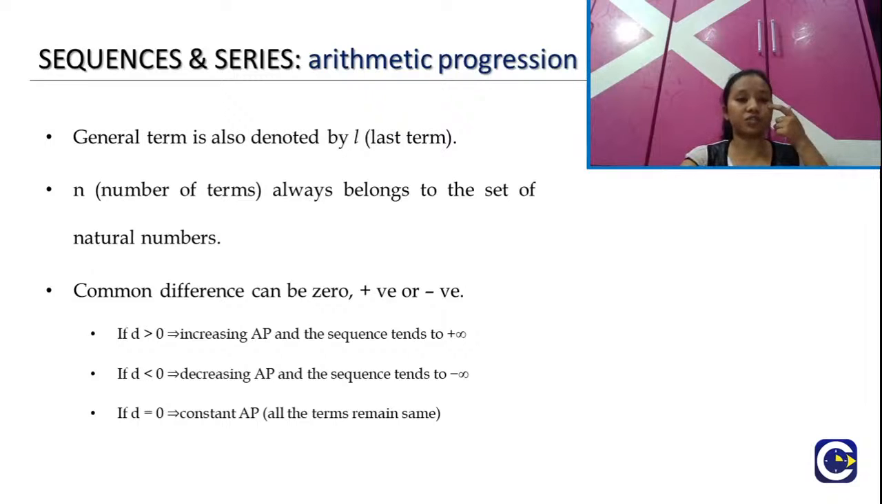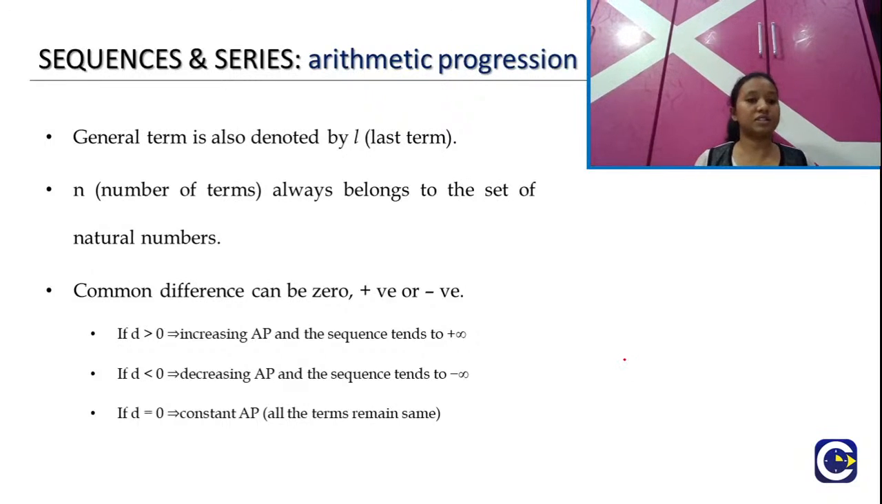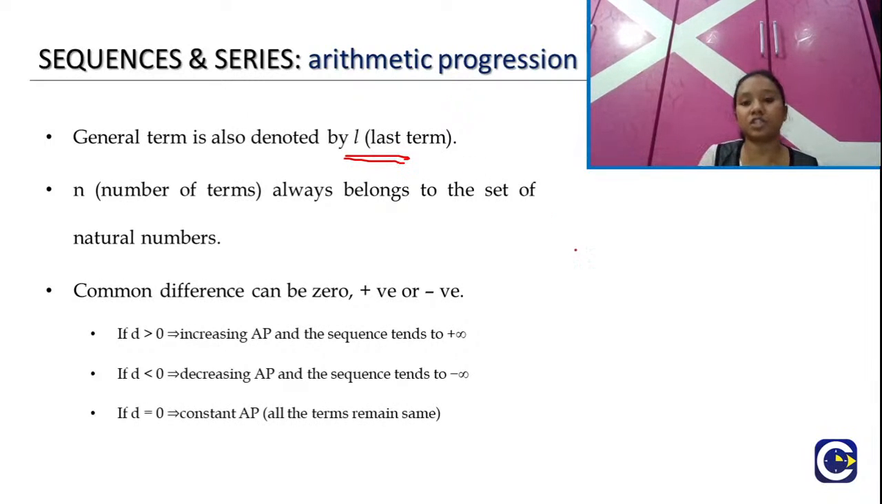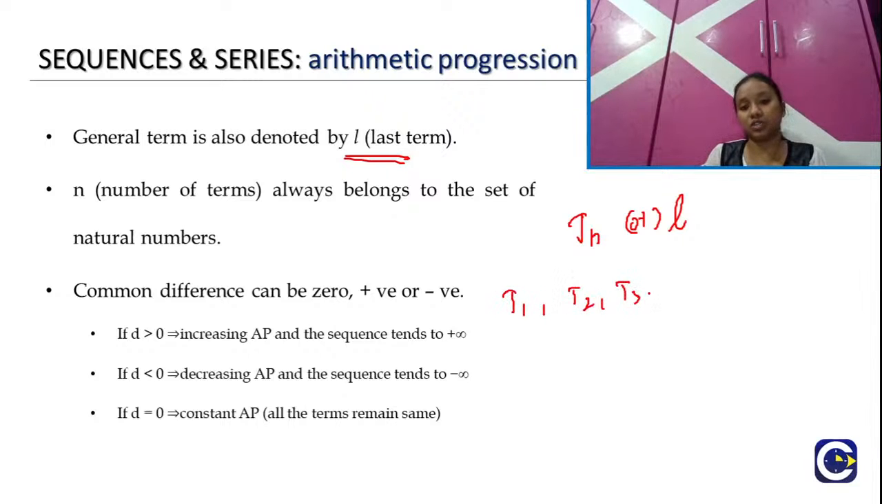So before discussing the question, we have a few terms related to the general term. So let's have a look over that. The general term is also denoted by L because it's the last term. So there are two representations here, Tn or L, both of which denote the general term. Right. So here n belongs to the number of terms. That we already know because of T1, T2, T3, Tn. The subscripts 1, 2, 3 and so on up to n are nothing but the number of terms. Right. So here n will be equal to the number of terms present in the sequence.